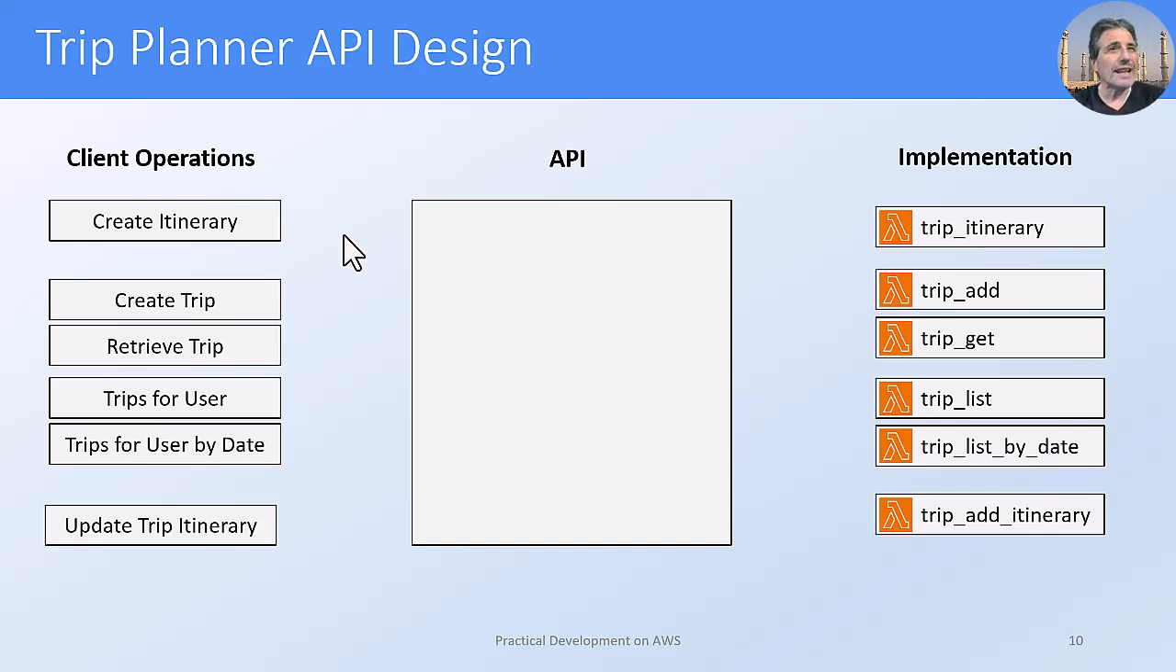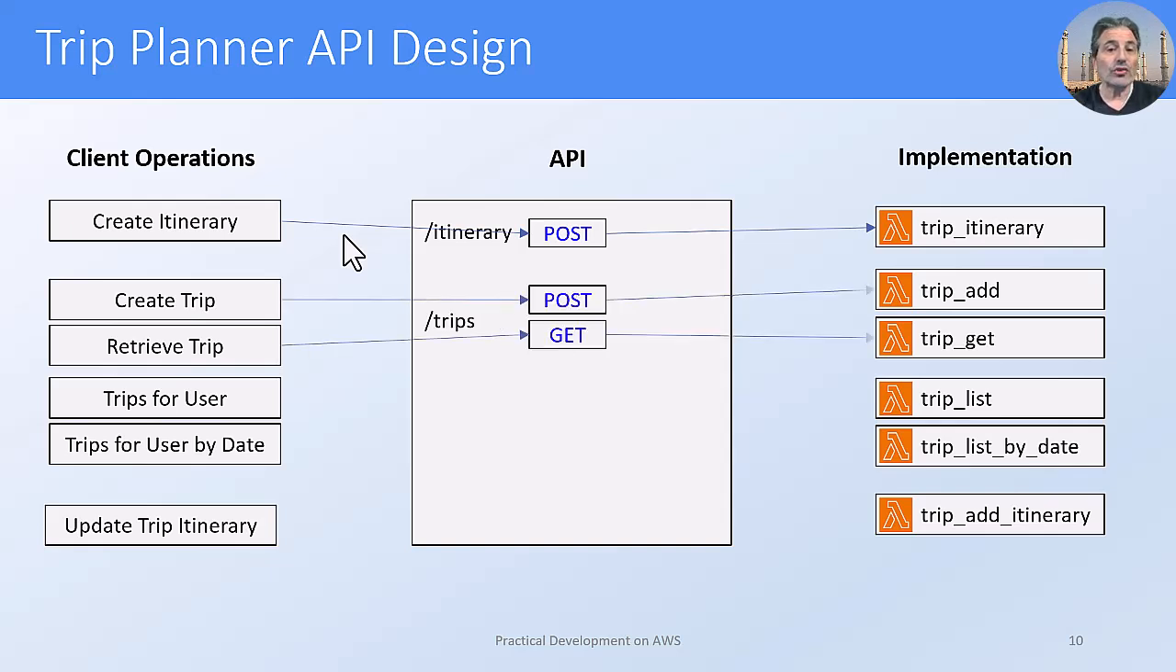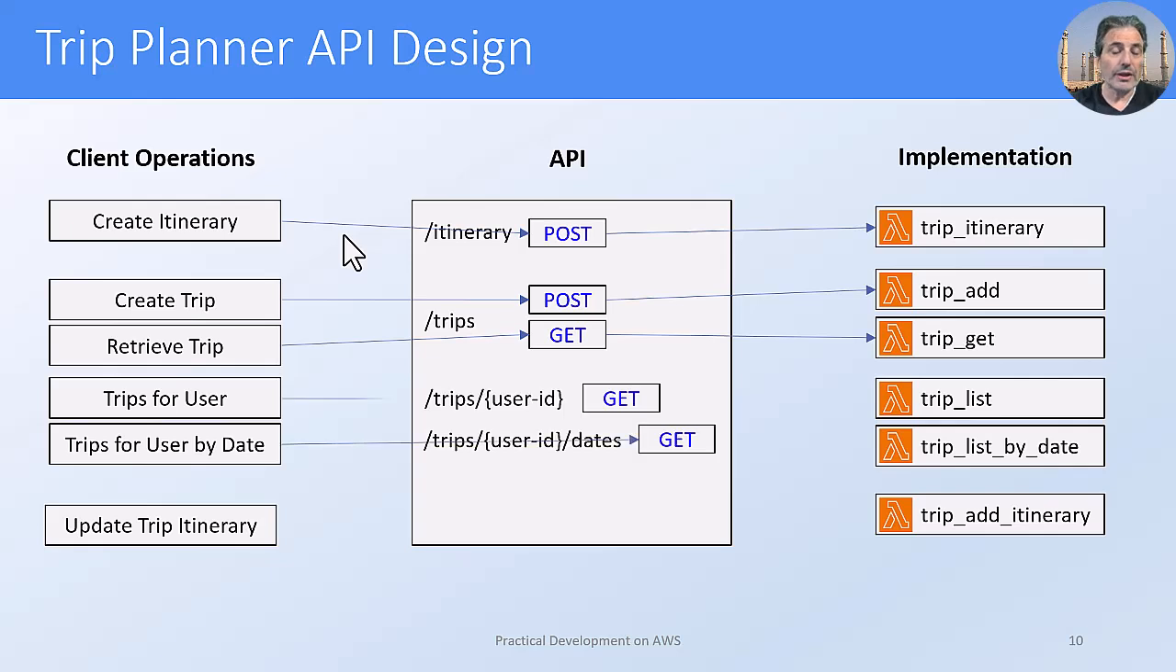So I'm going to be using a REST API. I'm not going to get into a lot of philosophical details on REST APIs here, but a REST API generally is based on resources having operations performed on them. So in my case, I'm going to have an itinerary resource, and that's going to have a post method that is going to add that itinerary. I'm going to have trips resources, and then I'm going to have post and get methods to again add and get a trip. And then I'm going to have a subpath underneath that for trips by user ID and dates, and again, the corresponding get methods lining up with the Lambda functions.